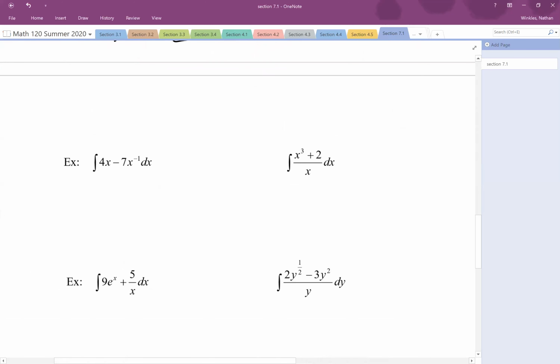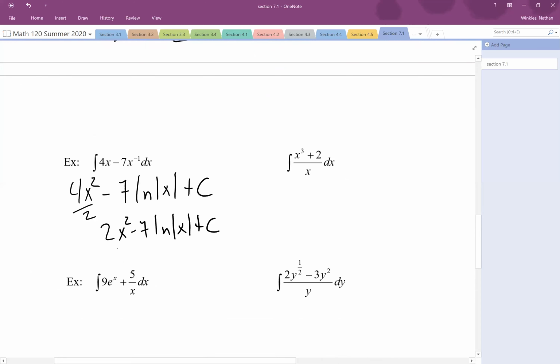So we just have different types, different ways of thinking about things. So the antiderivative of 4x is 4x squared over 2 minus, now this x to the negative 1, remember, it's a special case, so that becomes our natural log of absolute value of x plus c. So we have 2x squared minus 7 natural log absolute value of x plus c as our answer here.